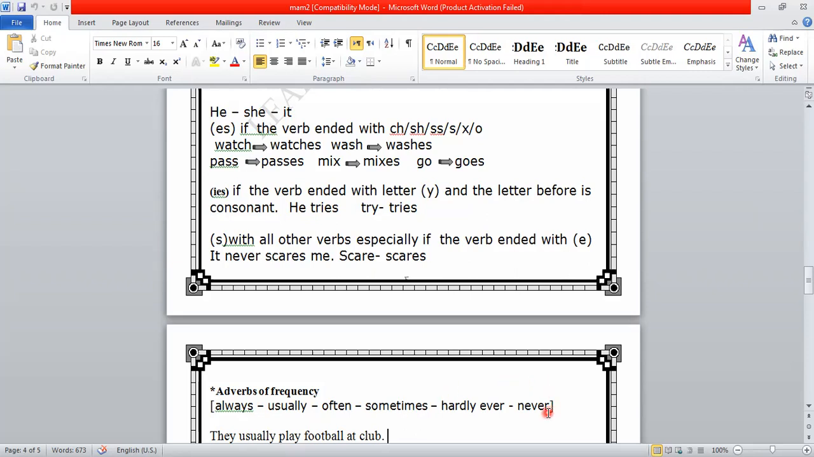The last one is 0%, that you don't do this action at all. Like when we say, Ahmed never makes noise in the class. That means that Ahmed is a polite student and he doesn't make noise in the class at all.